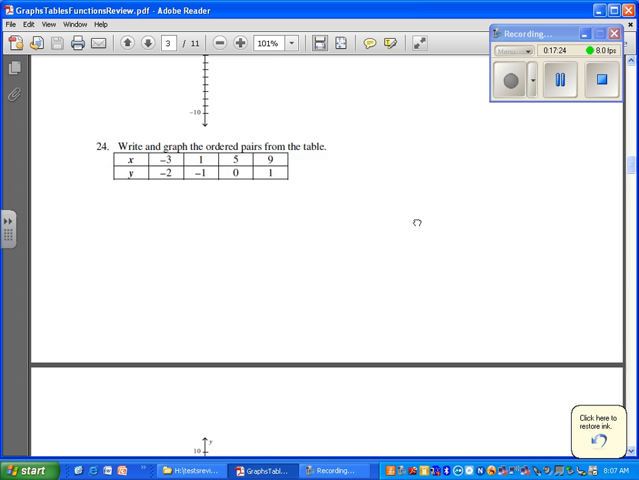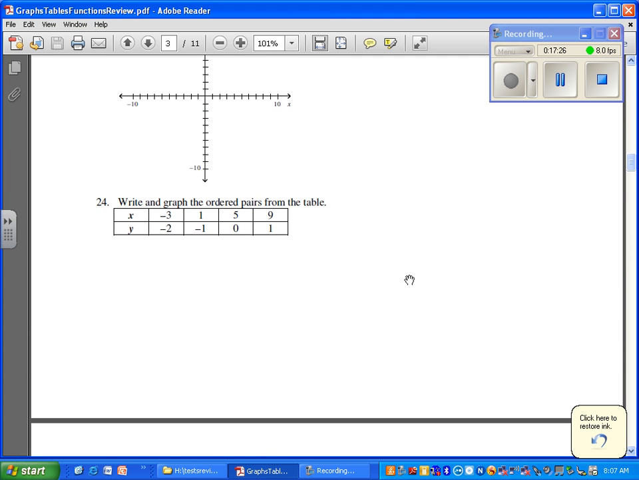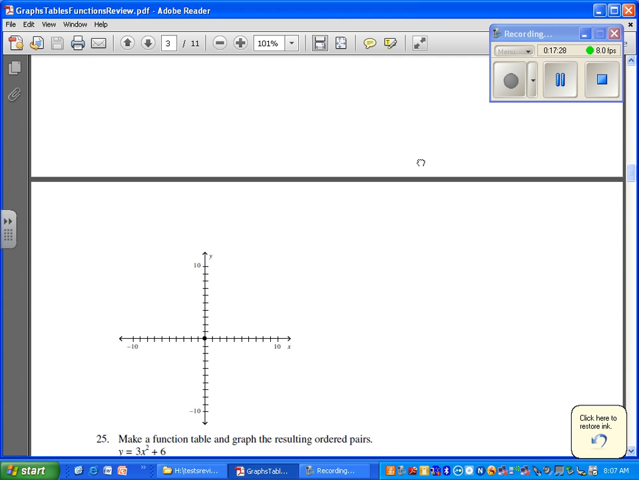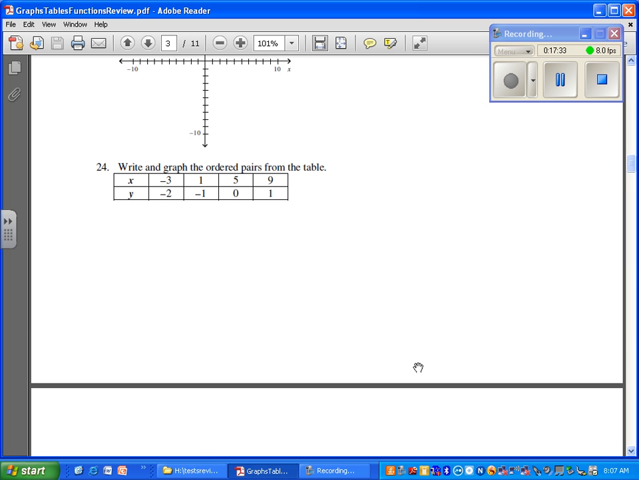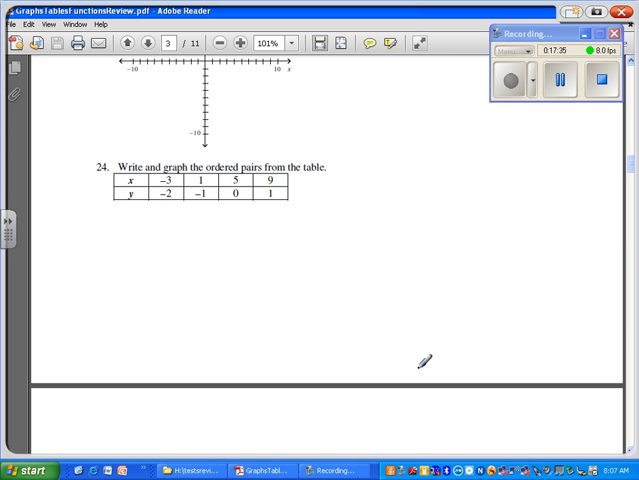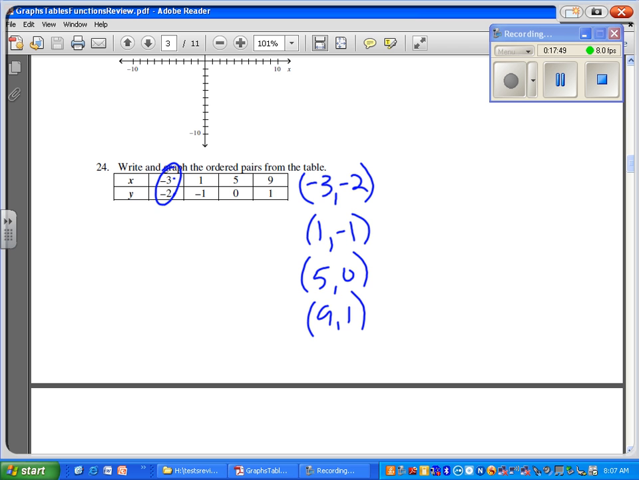All right, number 24, write and graph the ordered pairs from the table. Here's the graph down here. That's kind of hard to do. So our ordered pairs, please remember what I said. If you have an x and a y, put them together and make an ordered pair. So here's an ordered pair, (-3, -2). Then we have (1, -1). And we have (5, 0). And we have (9, 1). And then just make sure you know how to graph it.